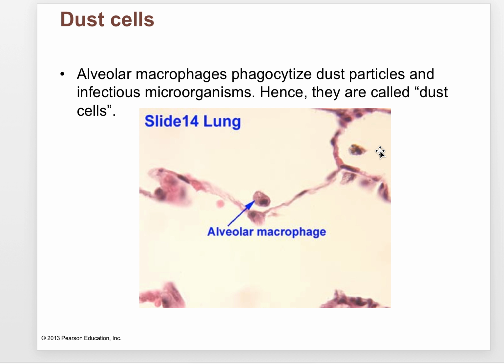Alveolar macrophages phagocytize dust particles in the alveoli, and they phagocytize infectious microorganisms. That's why they're called dust cells, because they gobble up the dust.